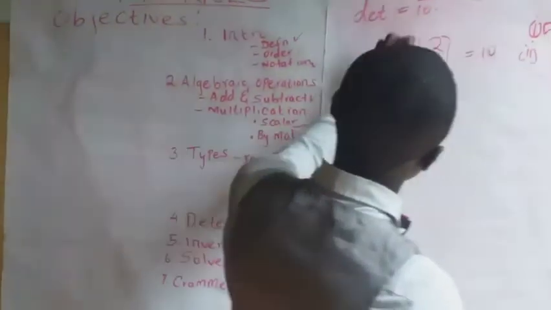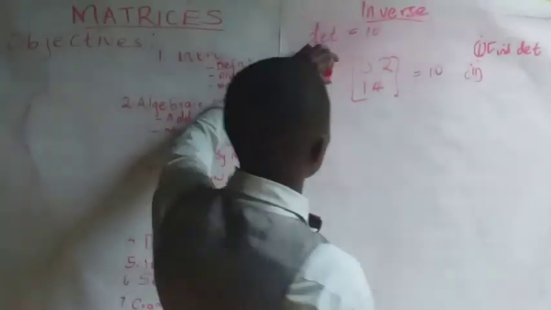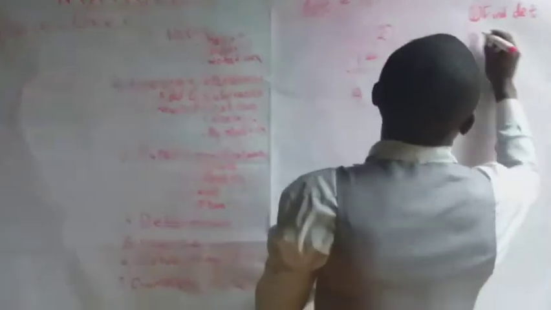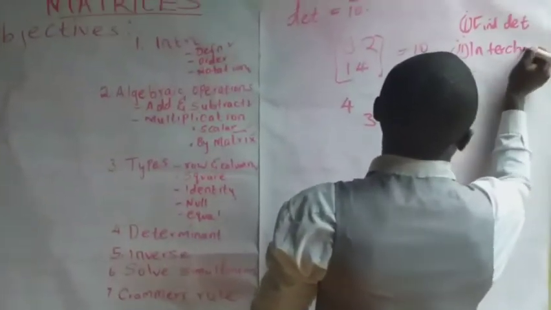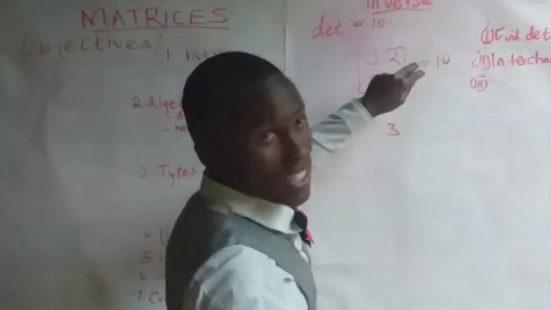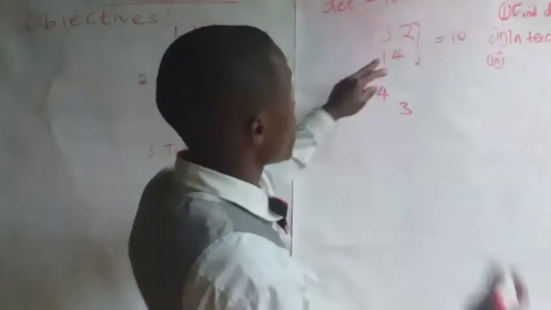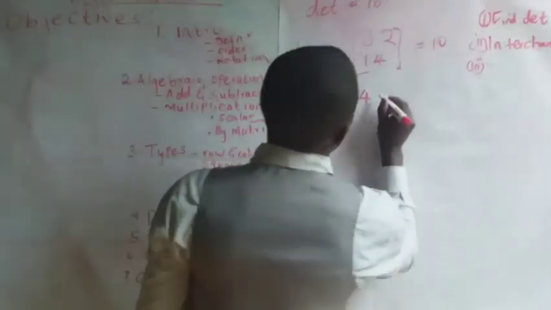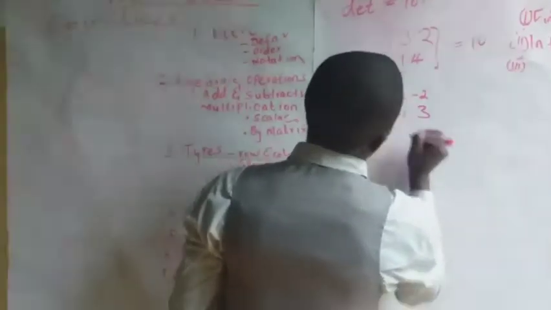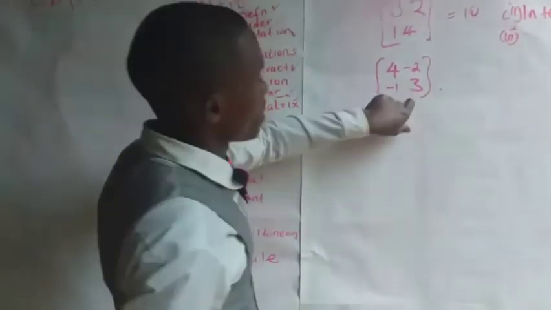The second step is, first of all, we interchange the elements of the leading diagonal of this matrix, which will be 4, 3. We have interchanged the elements of the leading diagonal. And then step three: you negate the other elements. If they were positive, you make them negative, and if they were negative, make them positive. At the position in which they were, don't interchange these elements, just negate them. So they will be like this. Once you are done, that is the matrix that you get.